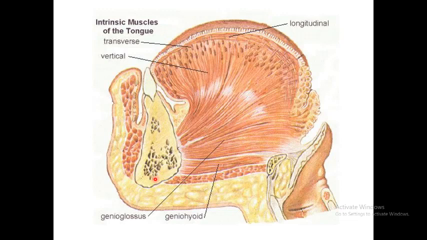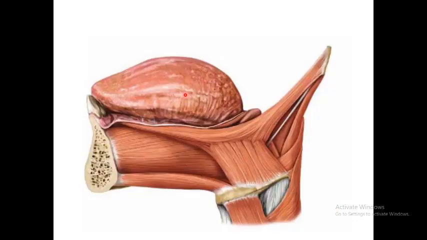What are the extrinsic group? Number one, this fan-shaped large muscle is called the genioglossus. This is the genioglossus muscle. It's fan-shaped. It comes from the mandible, and it's attached all around the tongue from its apex to its base, to its root. This is called the genioglossus, which comes from the mandible.